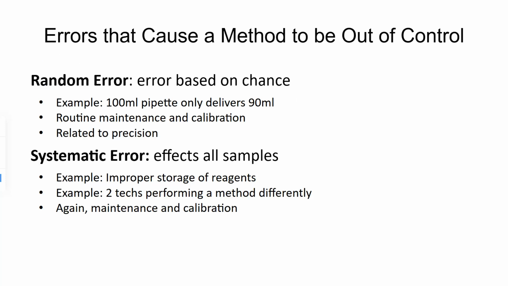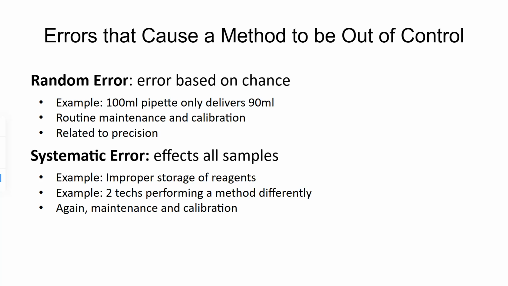Errors that cause a method to be out of control: random error and systematic error. Random error is error based on chance. Example, a 100 ml pipette only delivers 90 ml. Routine maintenance and calibration are key to avoid random error. And this is related to precision, because once something's not calibrated correctly, every result is going to read off.